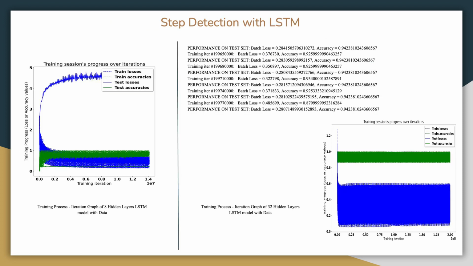With datasets, we train our model. At first, we tried 8 hidden layers and obtained figure 1. We failed with 8 hidden layers, and then we tried 32 hidden layers and we obtained 0.94 accuracy.